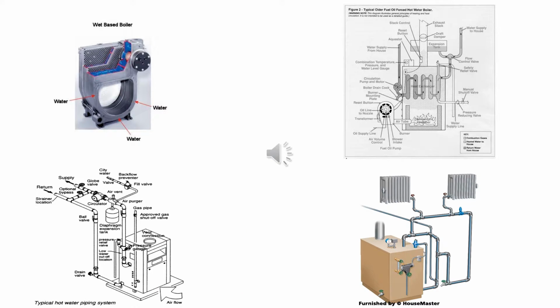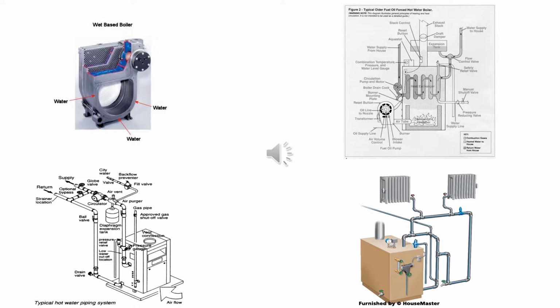Boilers can either be a wet-based boiler or a dry-based boiler. What that means is that the combustion chamber is surrounded by water or the water is above the combustion chamber. If you look at the pictures, the one on the top left is a wet-based boiler heat exchanger. Notice how the heat exchanger is designed so water is all around the area that the flame is fired.